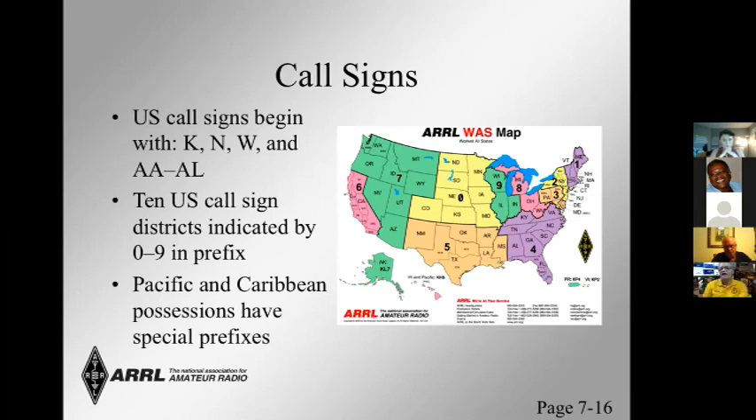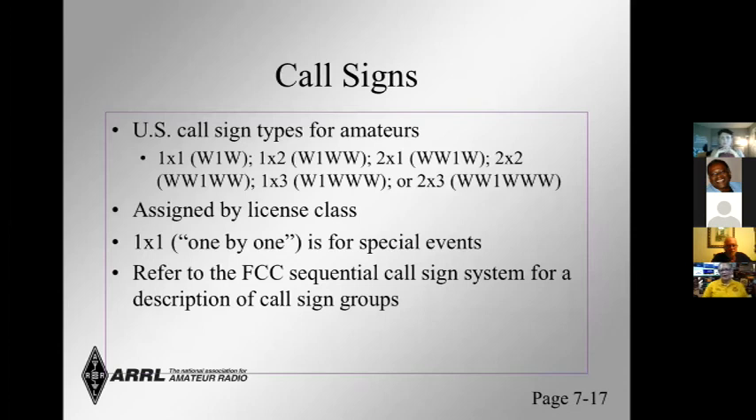The number is 4 because I got my license here in Florida. So if you look at that map in the purple, you'll see that number 4. Bruce obtained his license in Oklahoma, so his is KA5. So based on which state you got your license is going to determine which numerical number is part of your call sign. And this is pretty much the same thing that I've gone over. It just basically tells you that they refer to the FCC sequential call sign system or description of the call sign groups. And so they are grouped based on your destination.